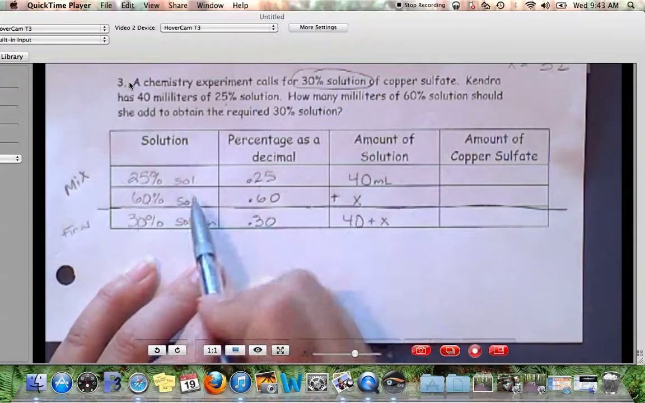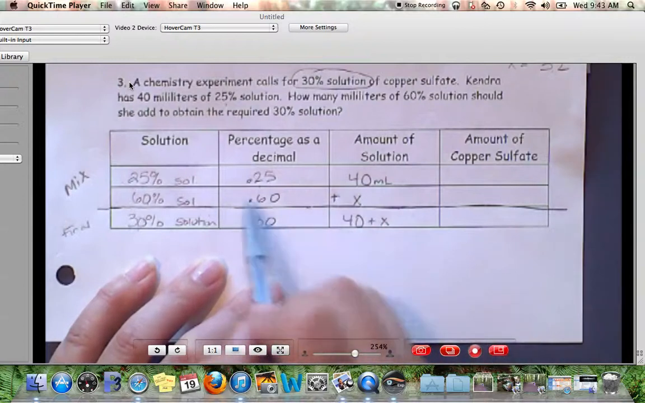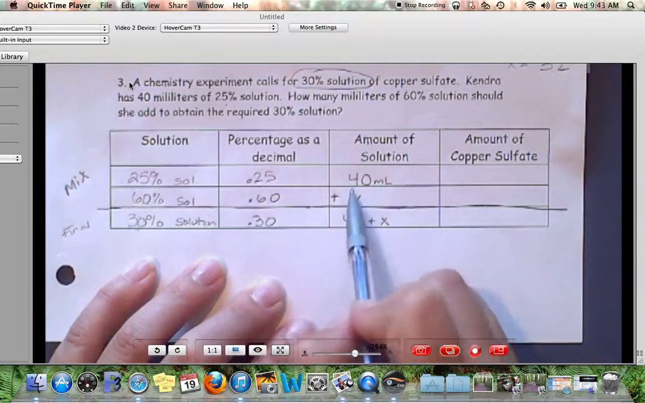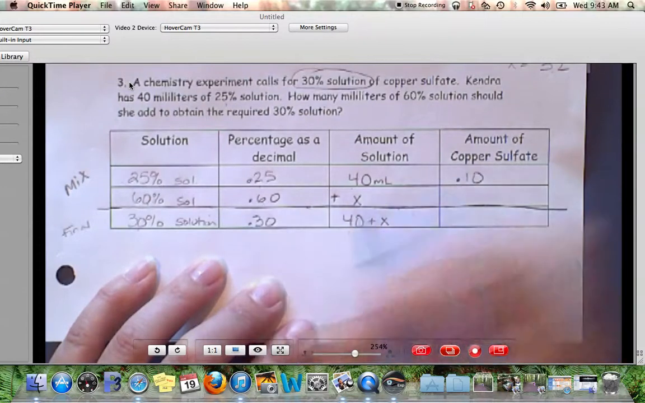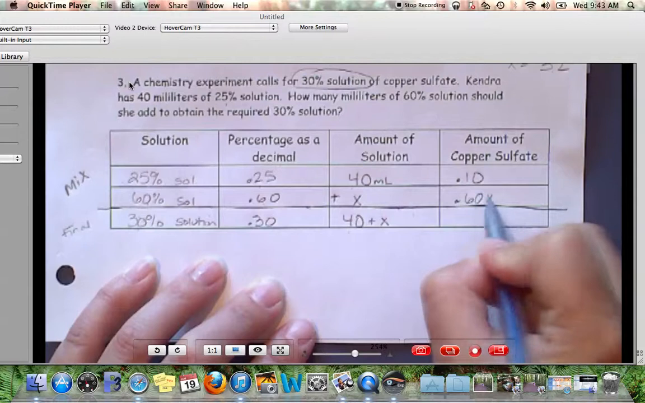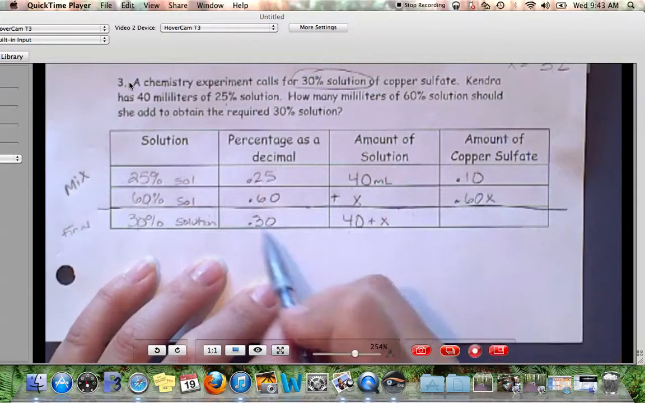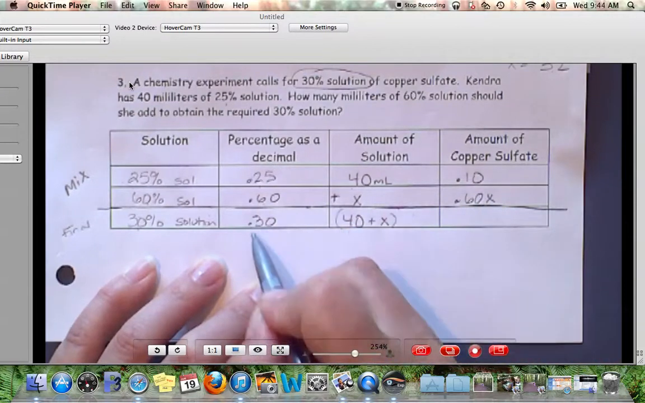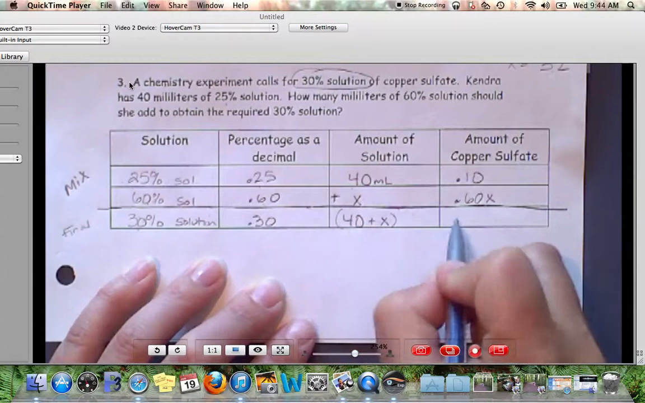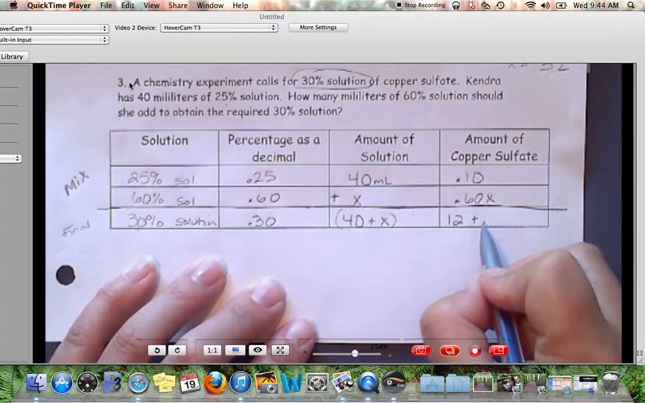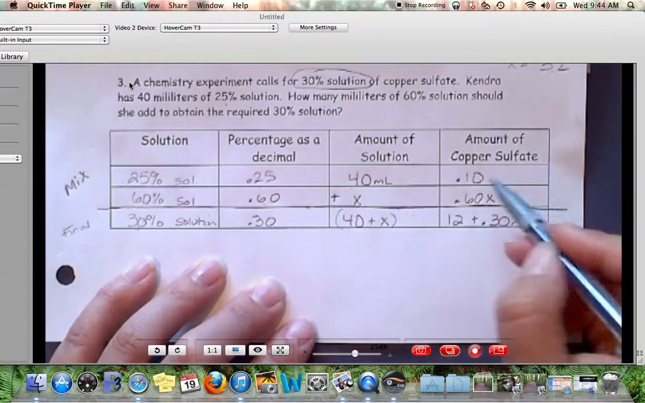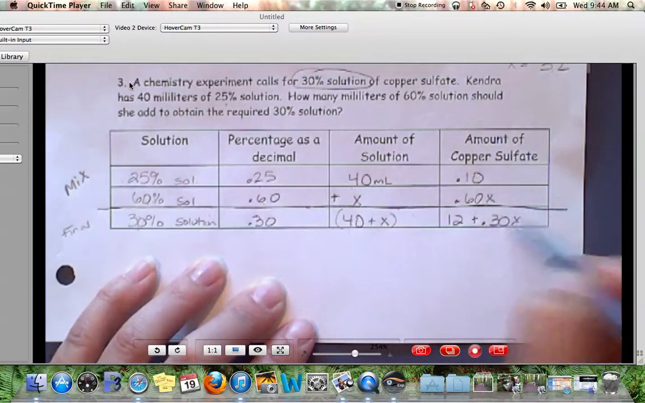Now, just like any other word problem or chart problem, we multiply across. 0.25 times 40 is 0.10. 0.60 times x is 0.60x, or 0.6x if you want. Here we have to distribute. 0.30 times 40 actually gives us 12. And 0.30 times x would be 0.30x, or you can get rid of any of these zeros, remember.